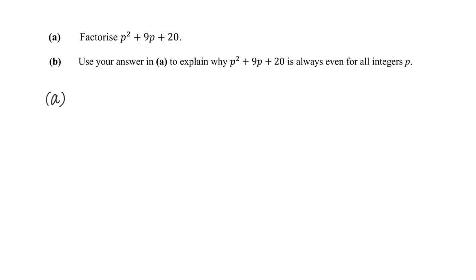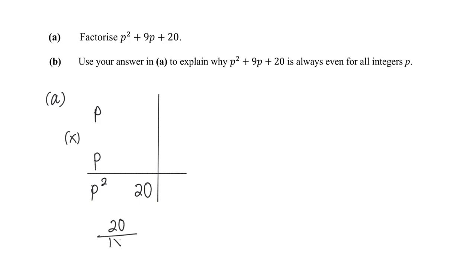So for part A, Mr. Tan will apply the cross chart, but of course, feel free to use other methods that allow you to factorize this easily. So p times p will give me p squared. As for 20, I need to consider 1 times 20, 2 times 10, 4 times 5. Which pair will allow me to get 9p?